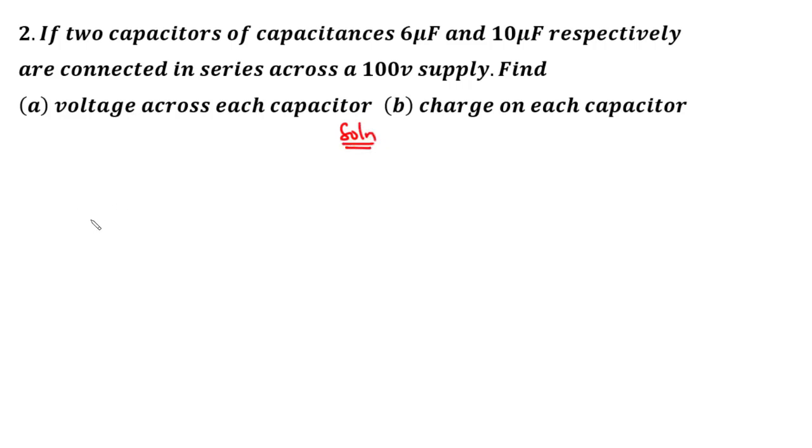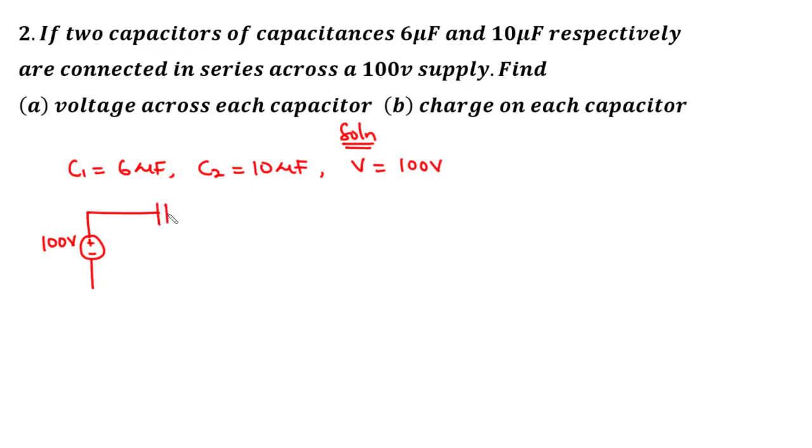So how do we solve this? First of all, we have 2 capacitors, C1 and C2. We have C1 6 microfarads, C2 10 microfarads, and then we have source voltage 100 volts. Now we are being told that the 2 capacitors are connected in series. So we have the voltage source, that is 100 volts, and then we have C1 and C2 connected in series.